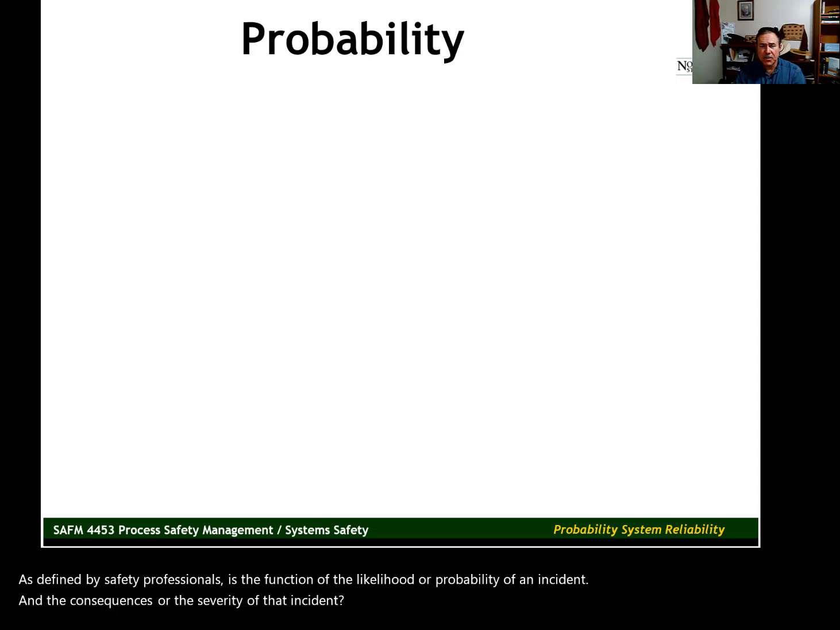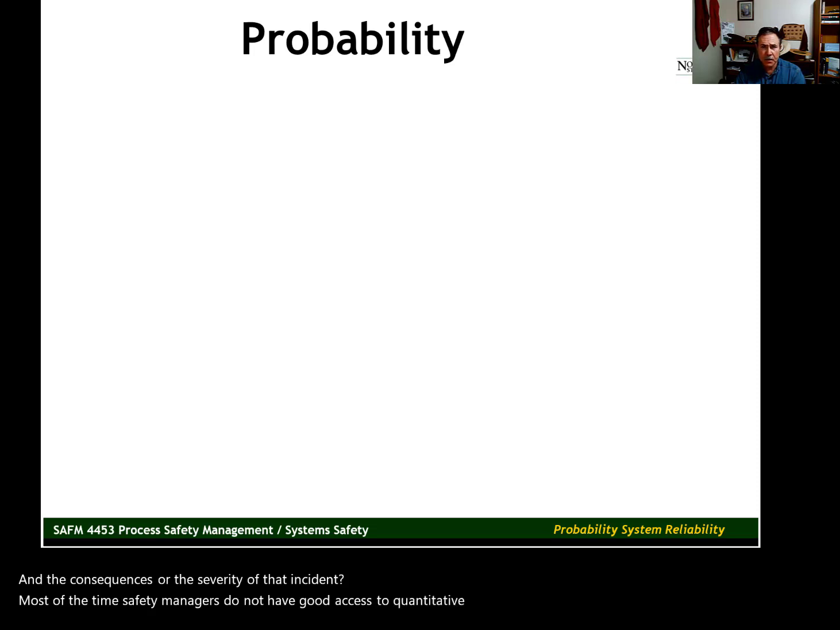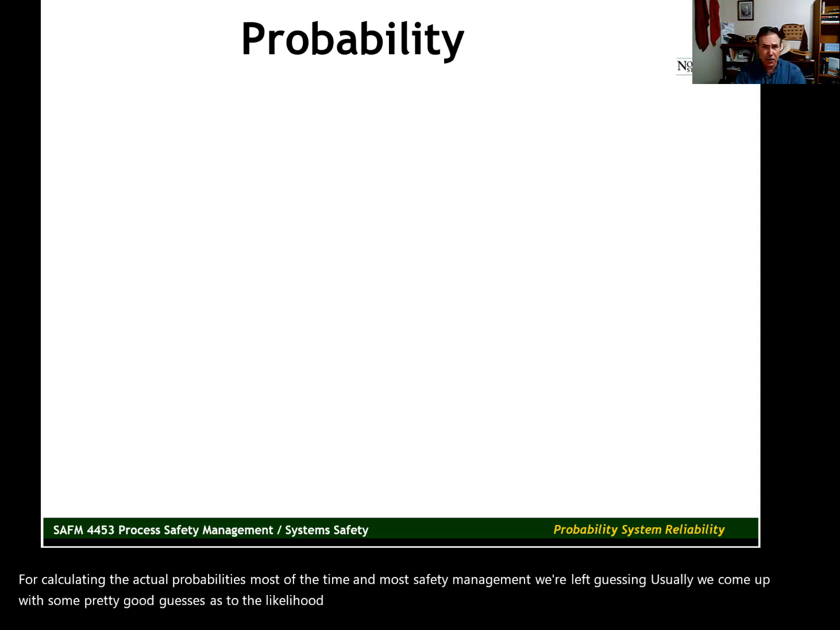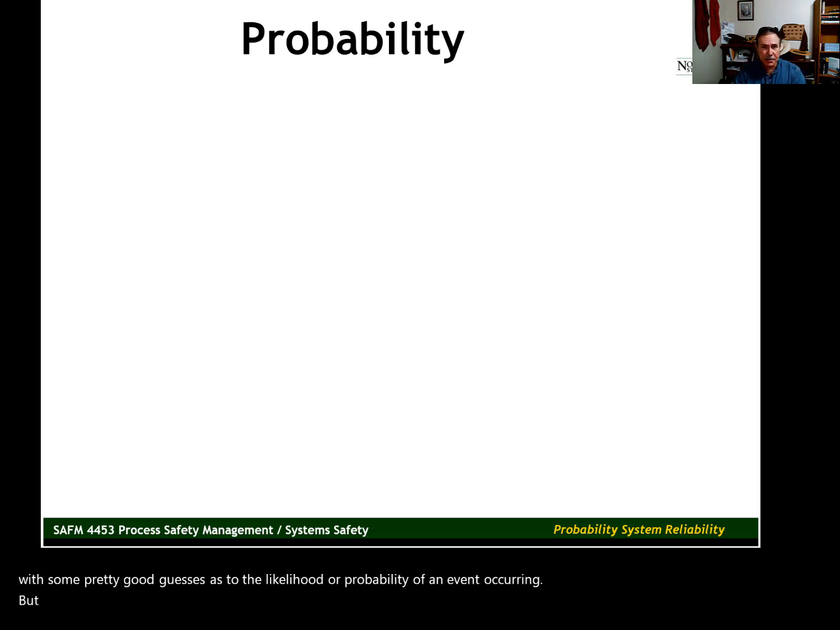Most of the time, safety managers do not have good access to quantitative probability data for calculating the actual probabilities. Most of the time, in most safety management, we are left guessing. Usually we come up with some pretty good guesses as to the likelihood or probability of an event occurring. But most of the time it's just a guess.